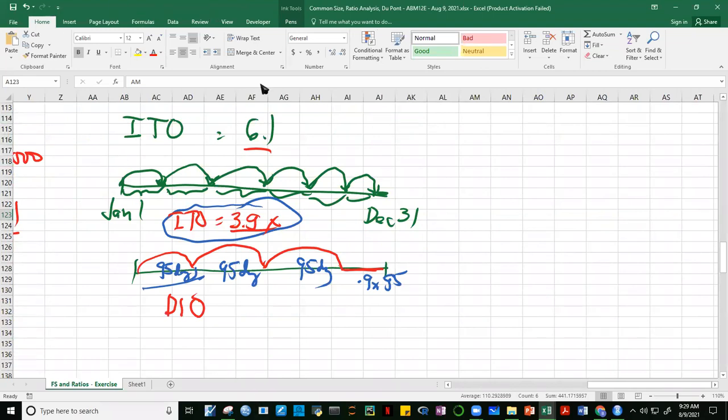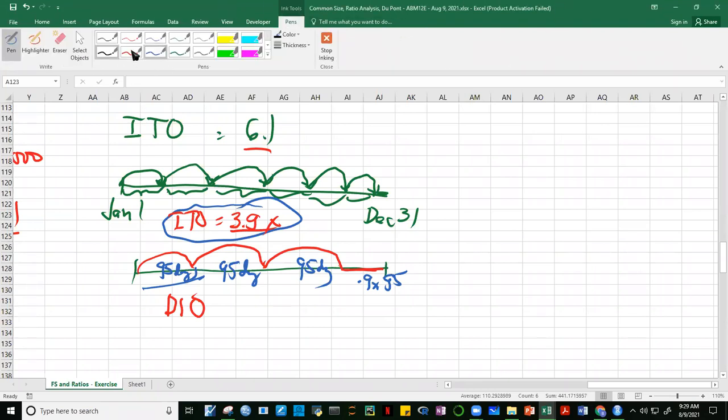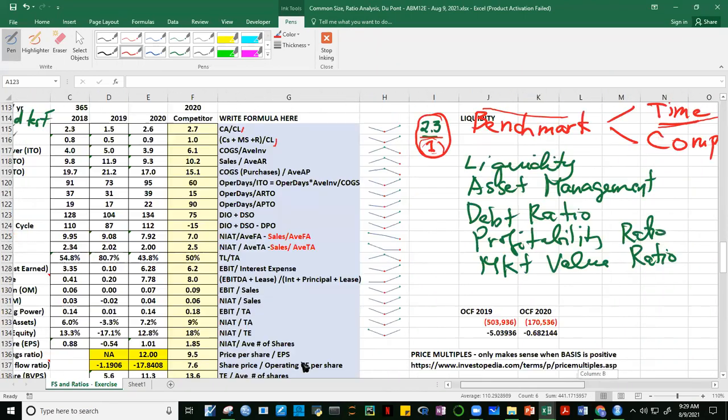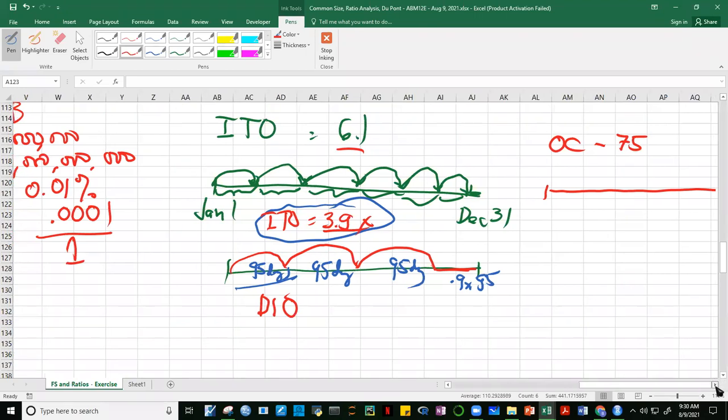So let me use my digital pen. All right. So this is for the competitor. Let's take a look at the operating cycle, OC. For the competitor, this is 75 days. Am I correct? Is it 75 days? Yeah, it's operating cycle 75 versus our 134. What does operating cycle mean?